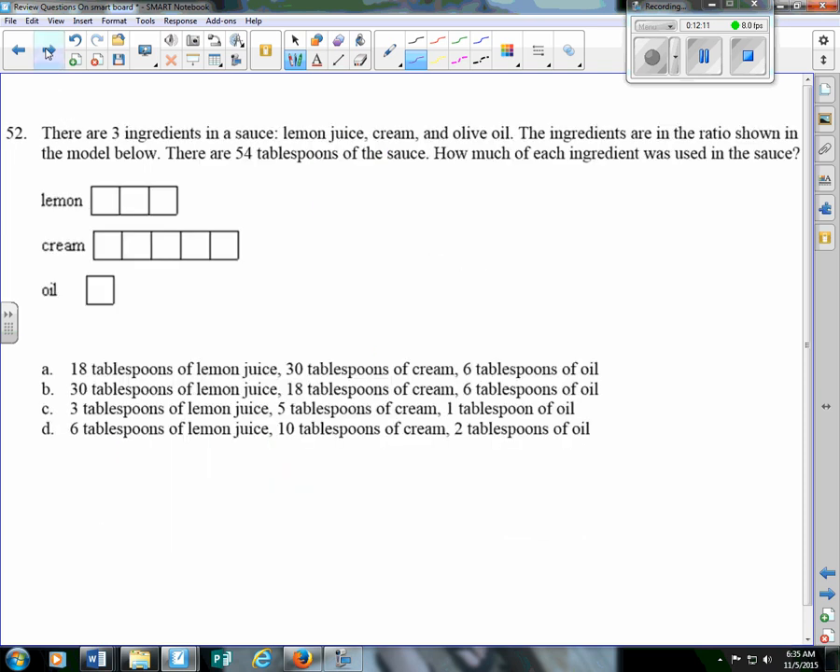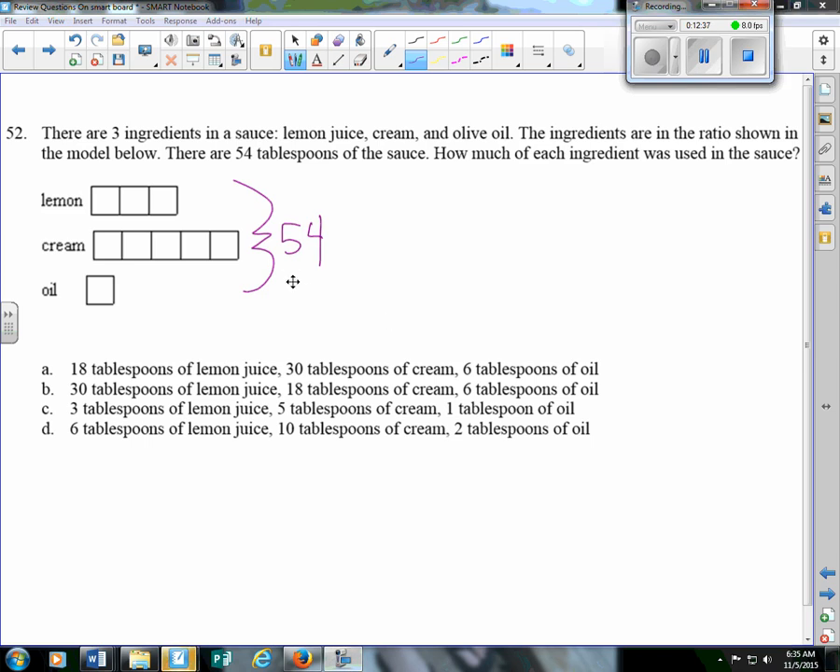There are 3 ingredients in a sauce: lemon juice, cream, olive oil. The ingredients are in the ratios shown in the model below. There are 54 tablespoons of sauce. How much of each ingredient was used in the sauce? I'm trying to speed this up a little bit because I only have like 2 more minutes. So I'm going to pause it and write some stuff down.